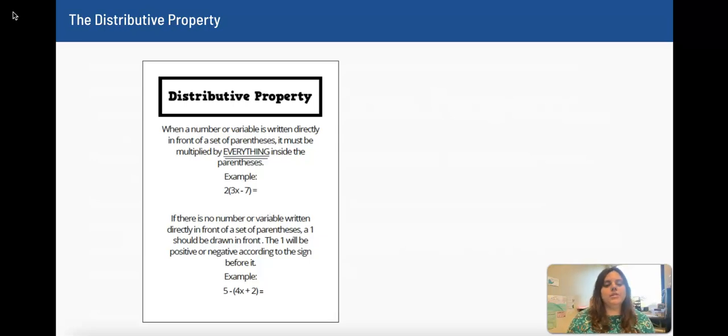So if I have 2 times 3x minus 7, I'll have that 2 and I'll multiply it into the 3x, as well as multiplying it into the minus 7. So 2 times 3 is 6 for 6x, and 2 times 7 is 14. It was minus 7, so it's minus 14. However, if there is no number or variable written directly in front of the parentheses, you should draw in a 1. The 1 will be positive or negative according to the sign before it.